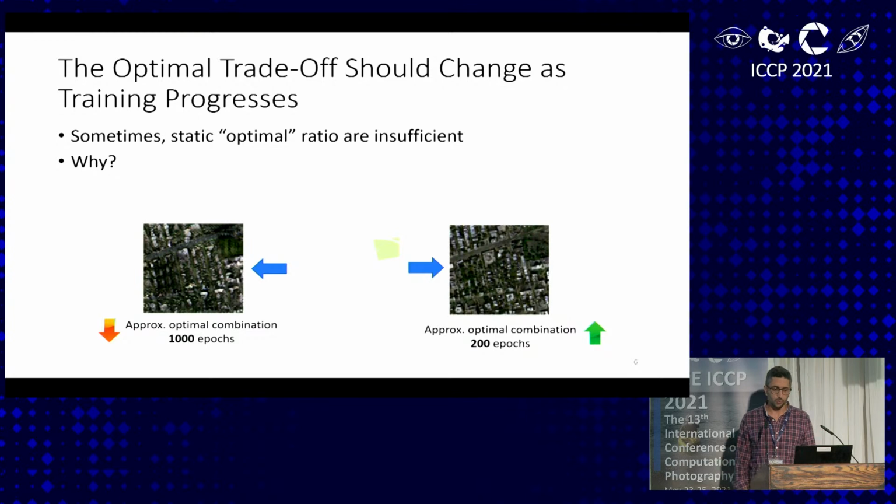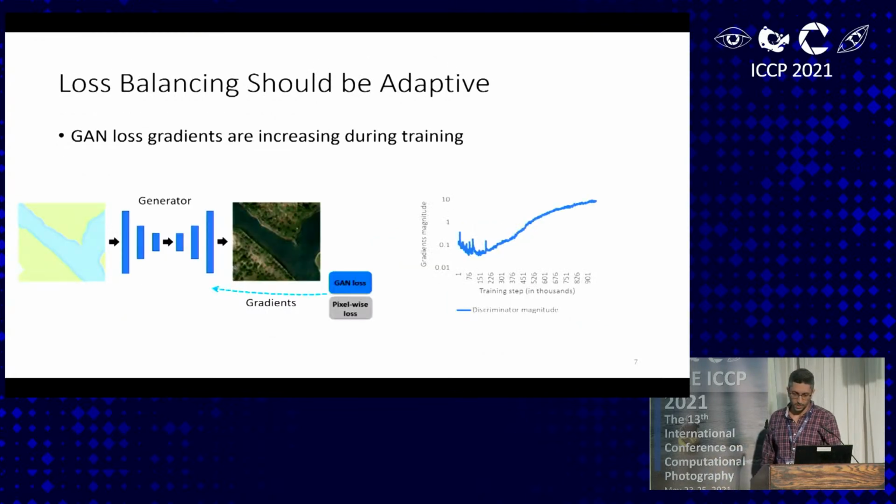For example, a too long pix-to-pix training applied with the prescribed weights can yield degraded performance. Here, we can see that a 1,000 epochs training on the left yields relatively poor performance compared to a 200 epochs training. This degradation in performance can be attributed to the domination of the GAN loss over the pixel-wise loss. By calculating the magnitude of the gradients on the last layer of the generator, we observe that the GAN gradients increase by 2 orders of magnitude during this long training.